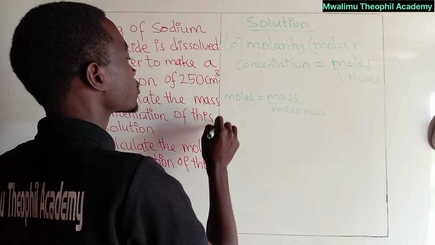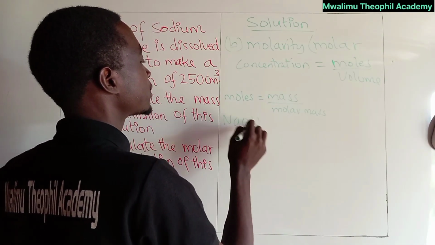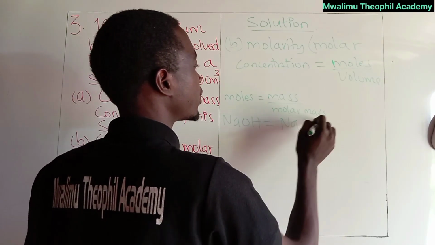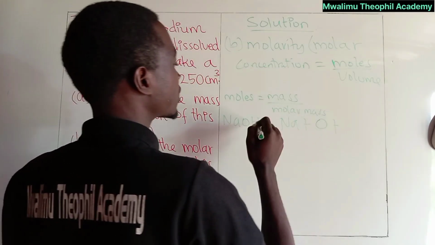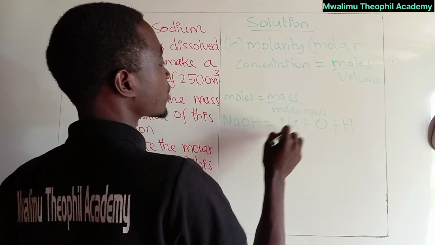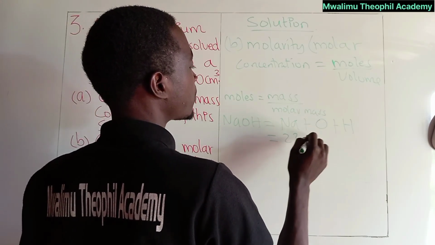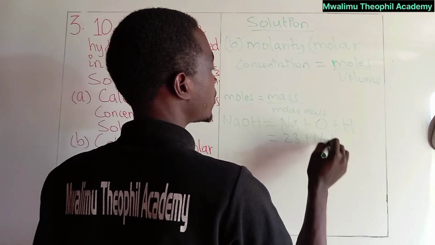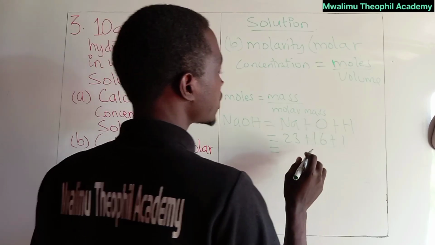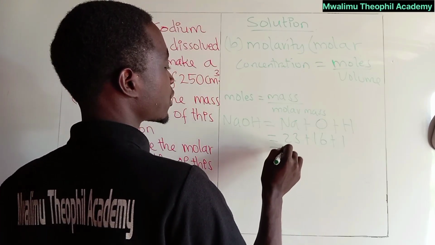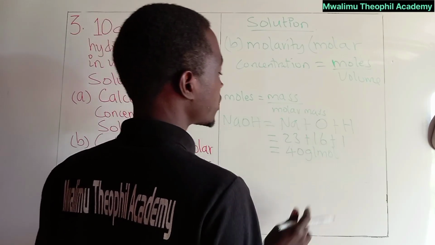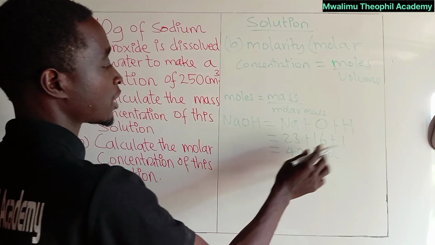Molar mass for sodium hydroxide is equal to, here we have 1 atom of sodium, we add the relative atomic mass of 1 atom of oxygen, and we add the relative atomic mass of hydrogen, which is 1 atom. Now here, the relative atomic mass of sodium is 23 gram per mole, of oxygen 16 gram per mole, and of hydrogen 1 gram per mole. When we add these three values, 17 plus 23 is 40 gram per mole. Now, the relative molecular mass of sodium hydroxide is 40 gram per mole.